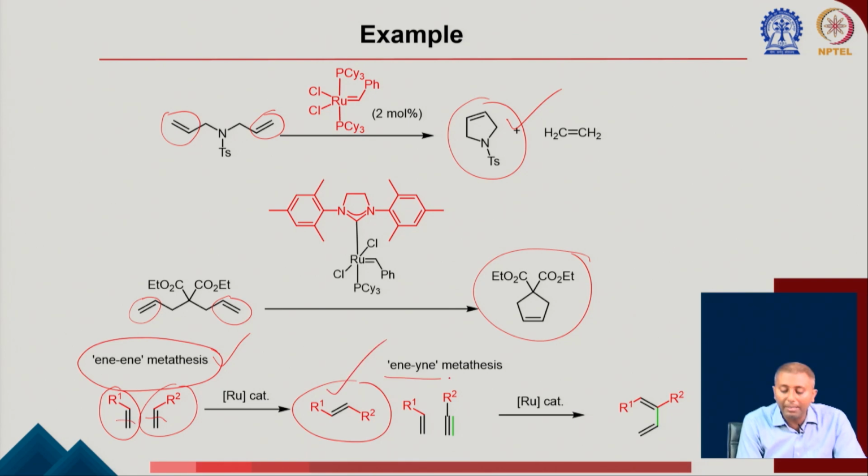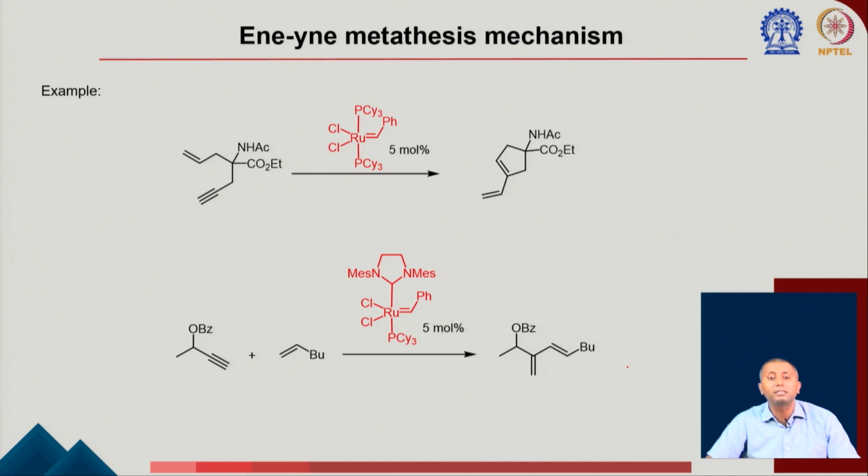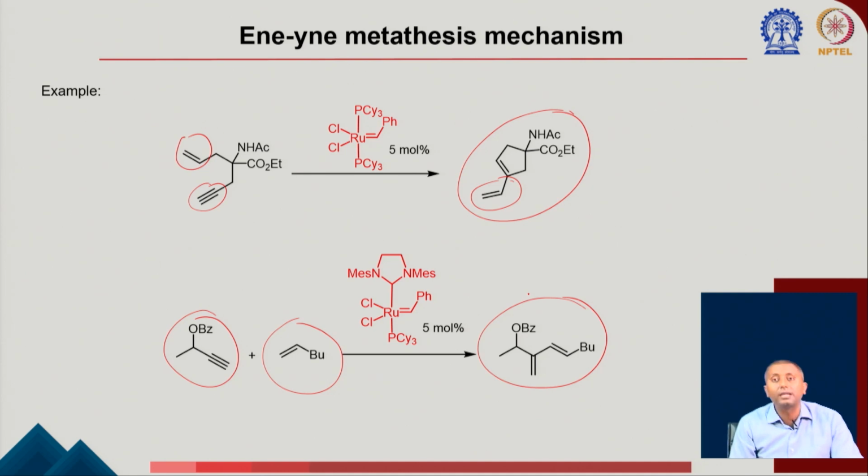Then there will be ene-yne metathesis, where one is an ene and another is an alkyne, again going to form this, which I have already explained in the previous slide. Some more examples of the ene-yne metathesis reaction, where you can see there is an ene and an yne which, using the corresponding ruthenium catalyst, form a cyclopentene with an olefin attached to it. Then there is another example where some sort of cross metathesis is happening, again with the ruthenium catalyst, to give the corresponding 1,3-diene product.